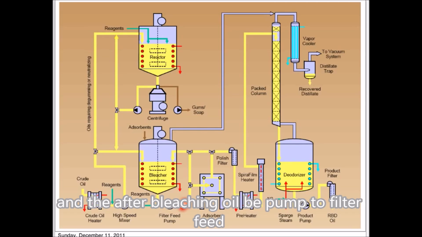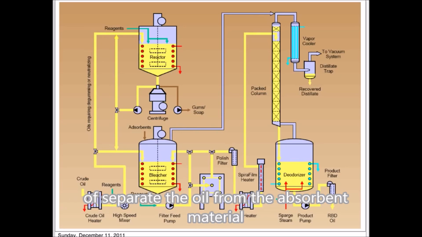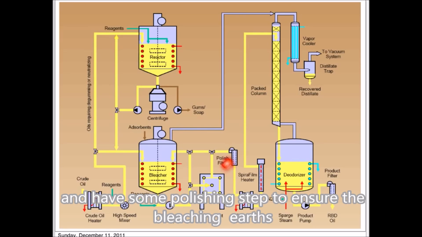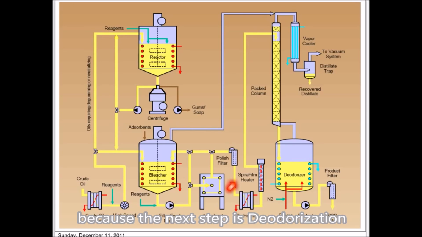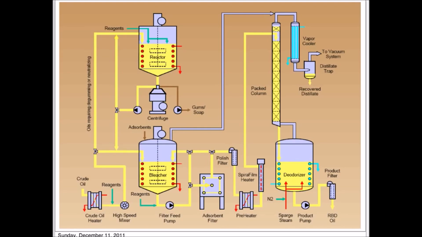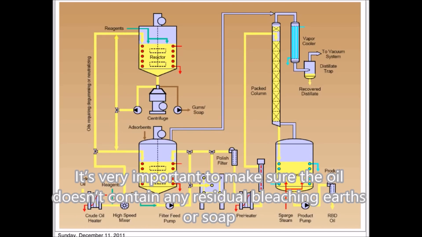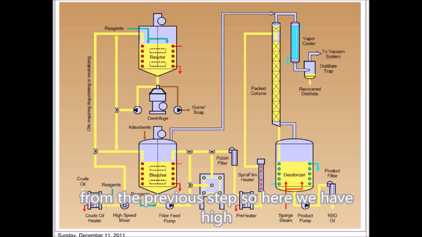After the bleaching, the oil will be pumped through a series of filters to separate the oil from the adsorbent material, and perhaps some polishing step to ensure the spent bleaching earth particles are removed completely. Because the next step is deodorization. Before the oil goes through the deodorization process, it's very important to make sure the oil doesn't contain any residual bleaching earth or soap from the previous step.